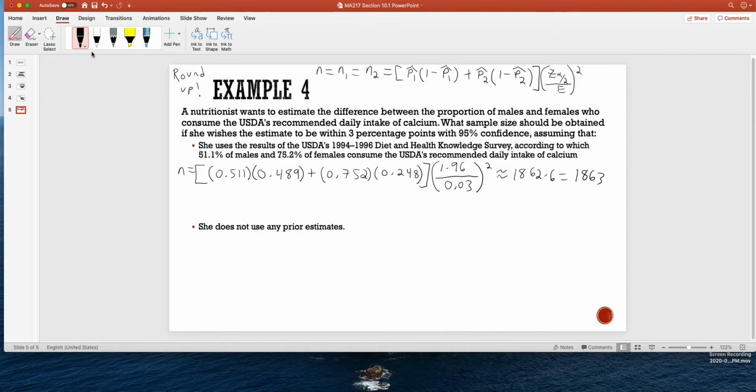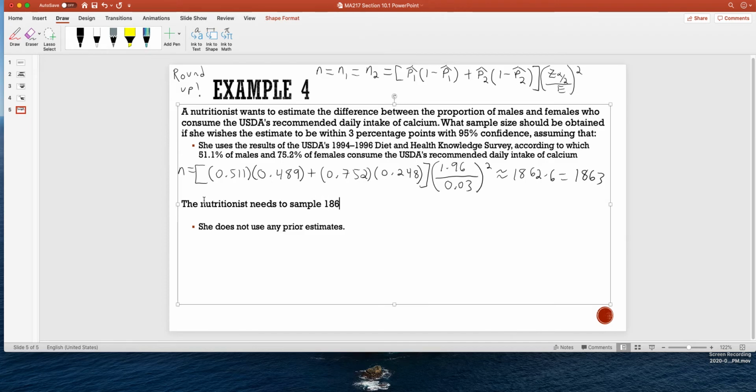So just to write out a sentence explaining that sample size, the nutritionist needs to sample 1,863 randomly selected males, I should specify, and 1,863 randomly selected females.